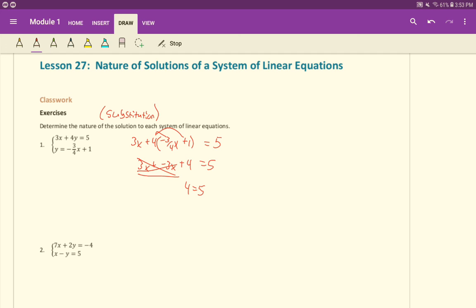4 never equals 5. And so, since we arrive at this impossibility, there is no solution. If you graph these two equations, you would see that they never intersect. They're going to be parallel. So no solution here. I'll stop the video here, and we'll do some more examples in the next video.